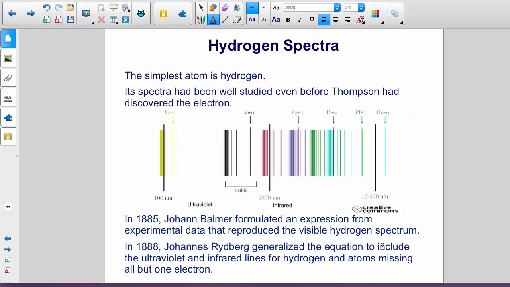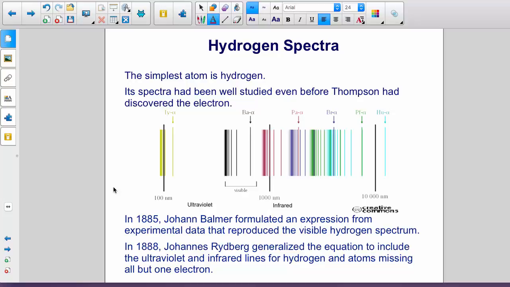Let's consider the simplest case, the atom of hydrogen. Its spectra had been well studied even before Thomson had discovered the electron. Here in the middle of this page, you can see a spectrum for hydrogen. In 1885, Johann Balmer formulated an expression for the experimental data that reproduced the visible hydrogen spectrum.